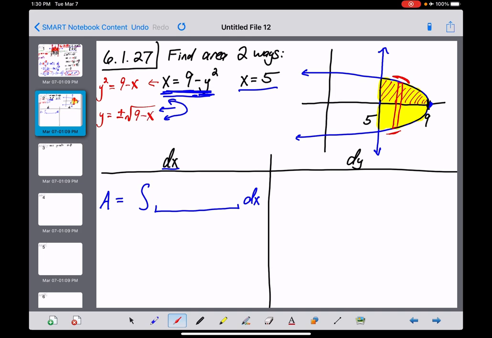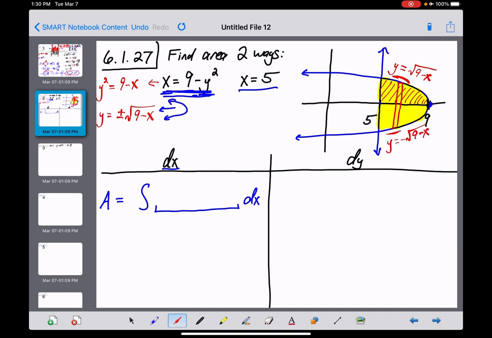Now that is actually, you guys, two different functions. And the upper function, the top half of this sideways parabola, is the positive case. y equals the square root of 9 minus x. The positive square root, I should say. Down on the bottom is the negative case. y equals the opposite of the square root of 9 minus x.